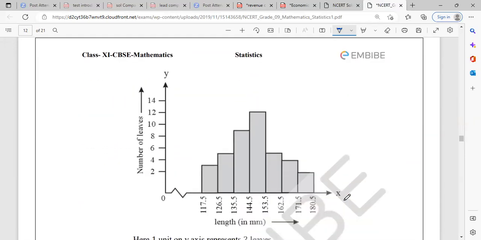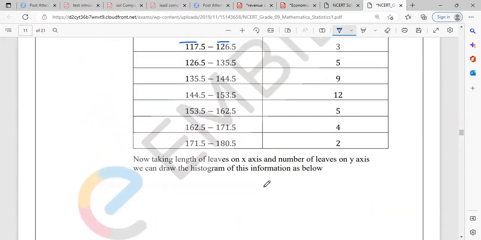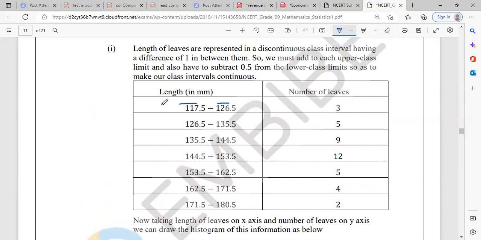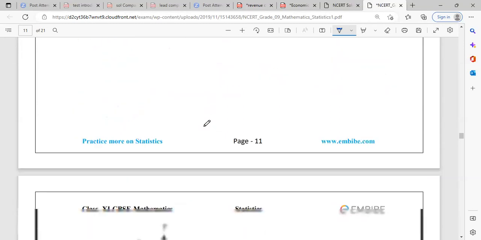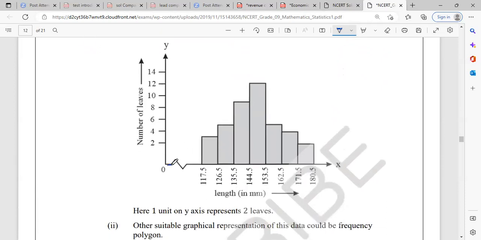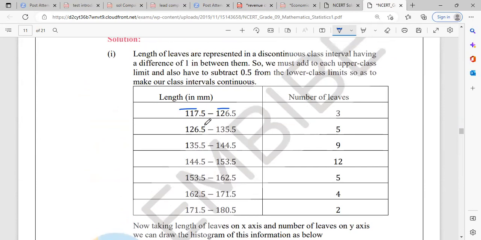Coming to the histogram, how do we represent it? See, over here it is 117, so you cannot take 10, 20, 30, 40, 50, 60 because it will be too long. Here, you need to take the numbers from above 100, so you will make a kink. This is the breakdown line. This means that over here there are numbers like 10, 20, 30, 40, 50. You will start from 117.5, then 126.5, whatever is written over here, and you are going to draw this line.